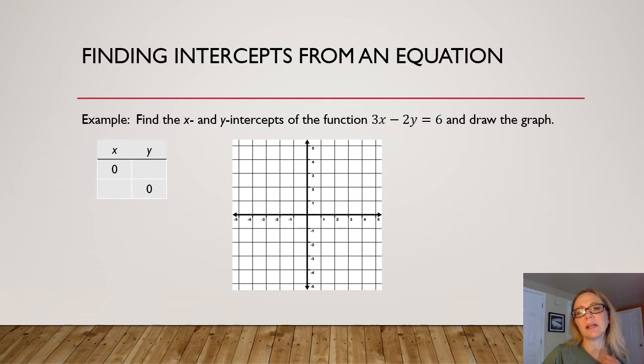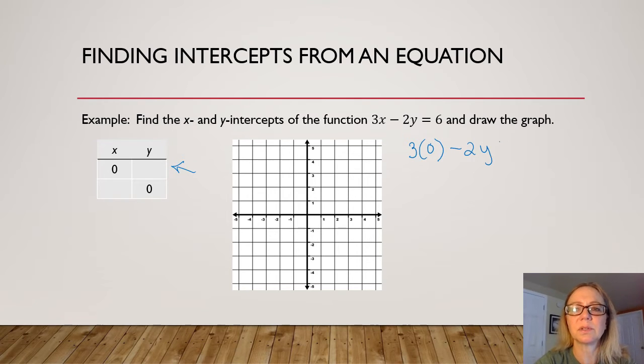Let's practice finding intercepts from an equation. Find the x and y intercepts of the function 3x minus 2y equals 6 and draw the graph. The y-intercept occurs when x is 0. So what I'm going to do is plug 0 in for x. So 3 times 0 minus 2y equals 6. Now when you multiply 3 by 0, you get 0. So that term completely drops out of the equation.